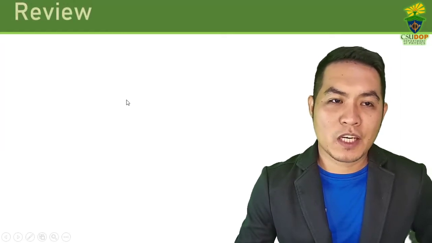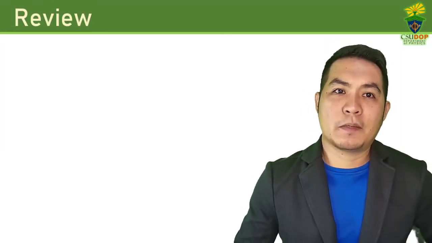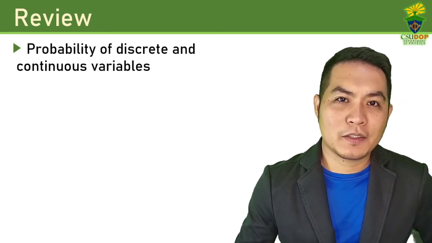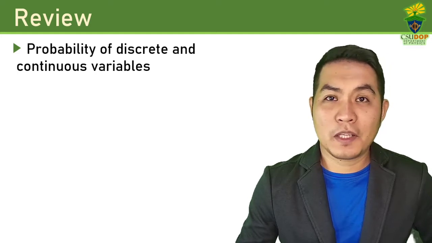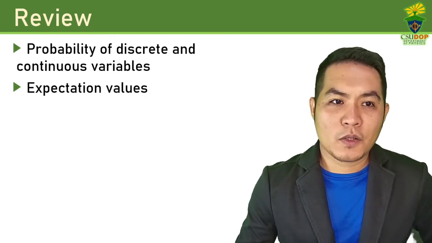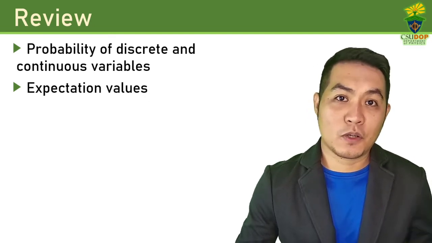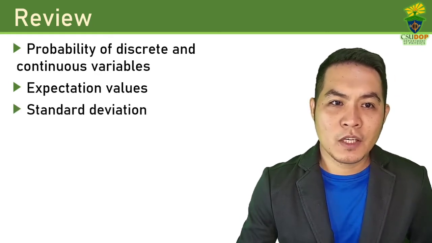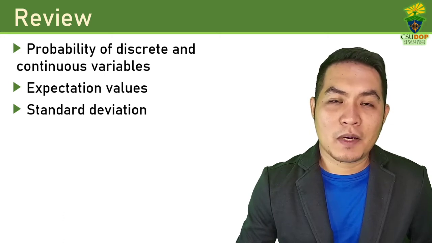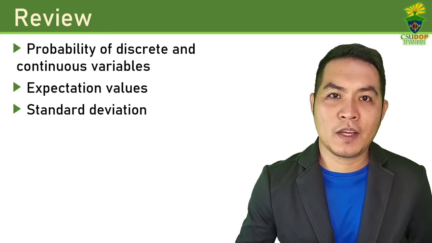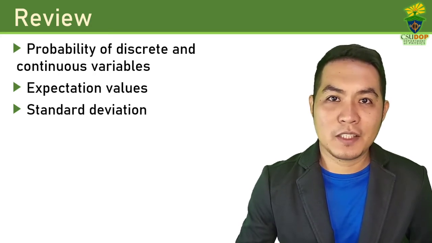So before we start with today's lesson, let us first review some of the concepts that we have learned in the previous lessons. We have discussed how to find the probability of discrete and continuous variables, and also how to calculate their expectation values, or what we also call the mean or average values. We also have discussed the standard deviation, which just defines the uncertainty of your data.